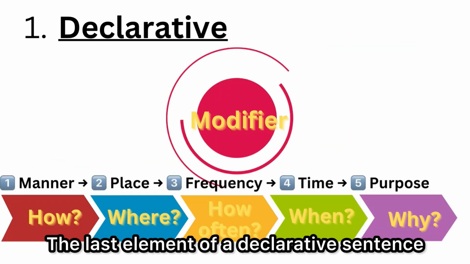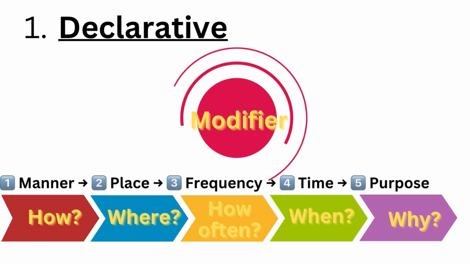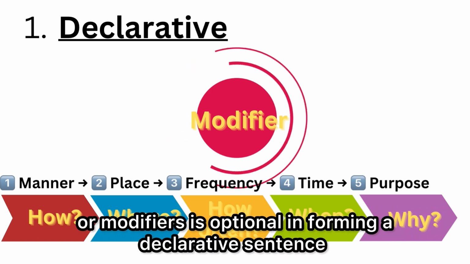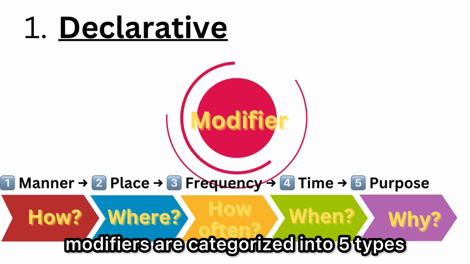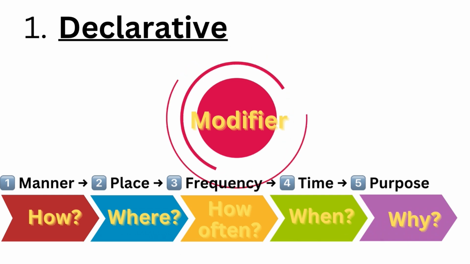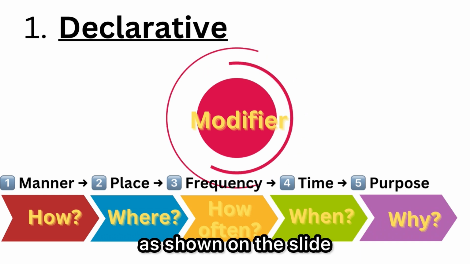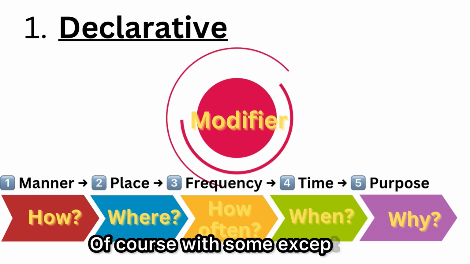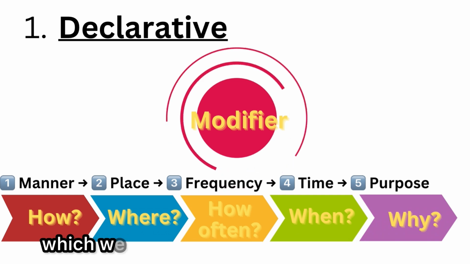The last element of a declarative sentence is its chunk of modifier or modifiers. A modifier or modifiers is optional in forming a declarative sentence. In general, modifiers are categorized into 5 types, which need to be in the correct order, as shown on the slide. Of course, with some exceptions, which we'll look at in detail in future lessons.